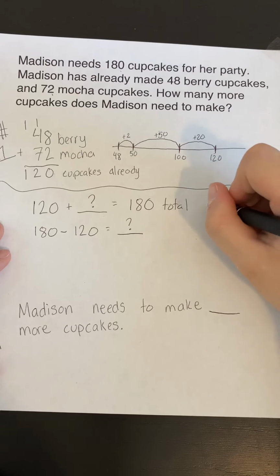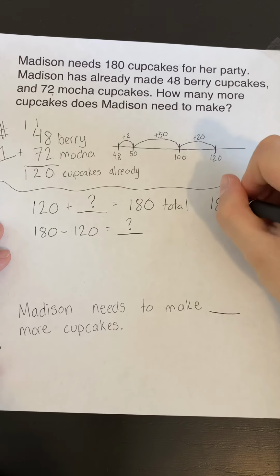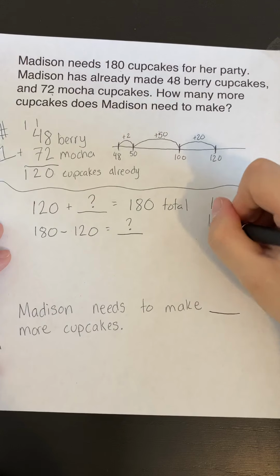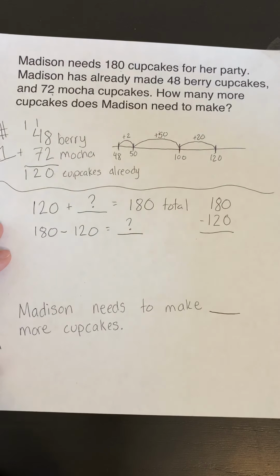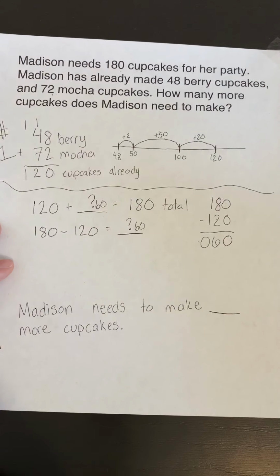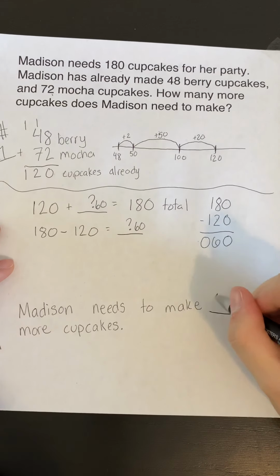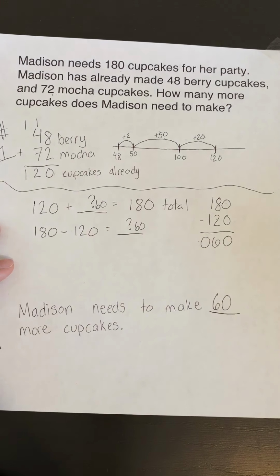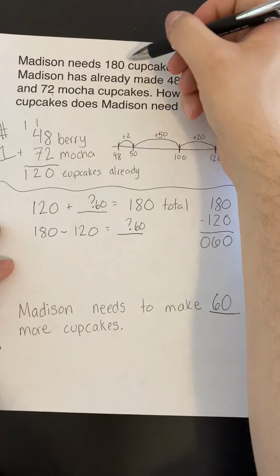So if I set up my problem to be 180 minus 120, 0 minus 0, of course, is 0. 6 minus, see, I gave you the answer ahead of time. My brain's already ahead of me. 8 minus 2 is 6, and 1 minus 1 is 0. So I know that this is 60. And I know that Madison needs to make 60 more cupcakes to hit her 180.